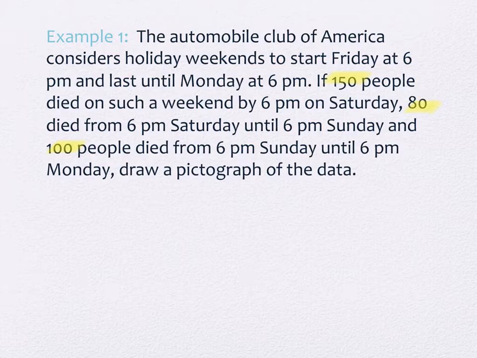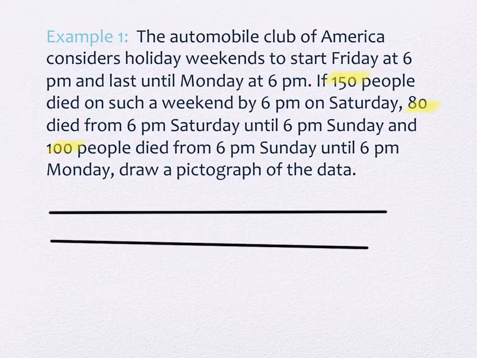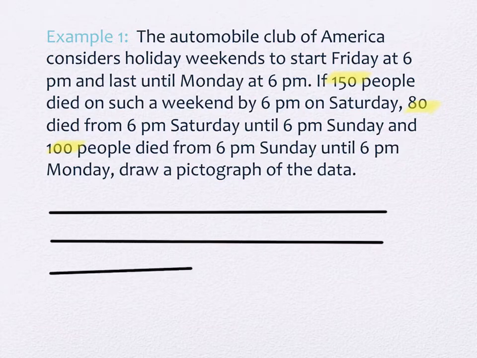All those numbers are very nicely divisible by 10. You could choose that the image is worth 20 people. I'm going to do 20 just so I can show you what happens when it's not quite divisible, but you use an image that's nice anyway. Obviously 80 and 100 are easily divisible by 20, but the 150 doesn't quite work. So we're going to do three different lines. I'm going to do mine horizontally to represent our three different time periods.